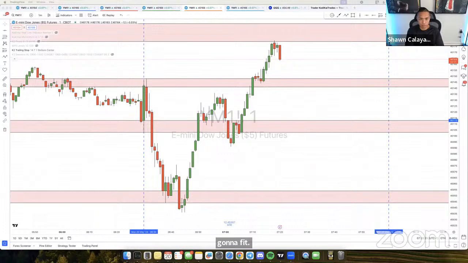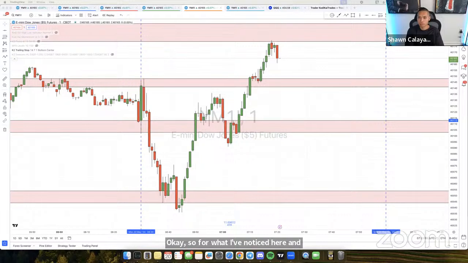Let's see. For this upper one right here, I'll put range, consolidation, breakout, consolidation, breakout. Okay, so from what I've noticed here, and I'll show you guys real quick, breakout. It's actually not that complicated how price is currently moving right here. And this is what to look out for tomorrow.